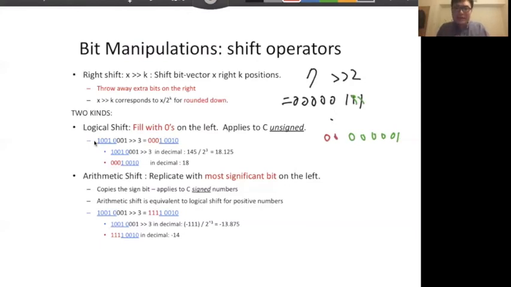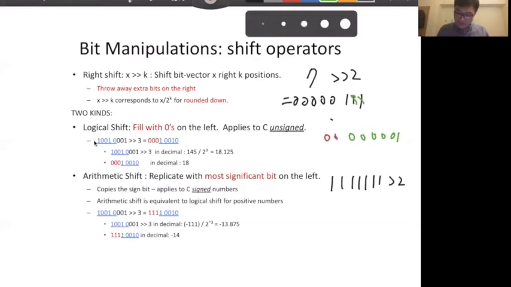So actually, if it's a positive number, there's no issue. However, if it's a negative number, let's say you have a number like 1, 1, 1, 1, 1, 1, 1, and you do shift by 2, then you get rid of these 2, put 0, it will give you some trouble because you change the negative number to a positive number by a division. This does not make sense, right?